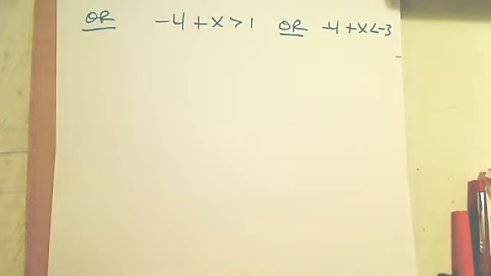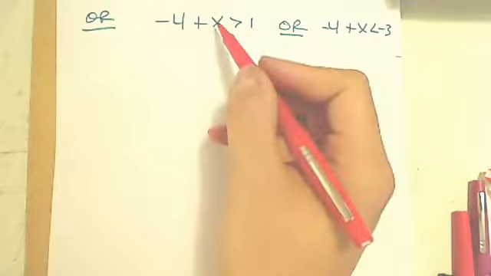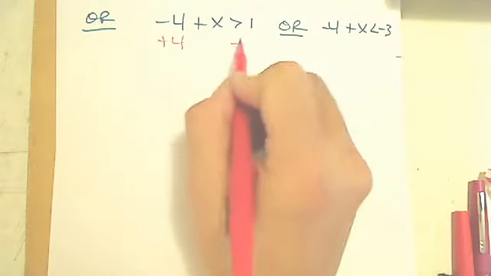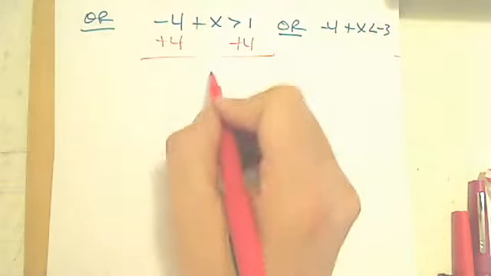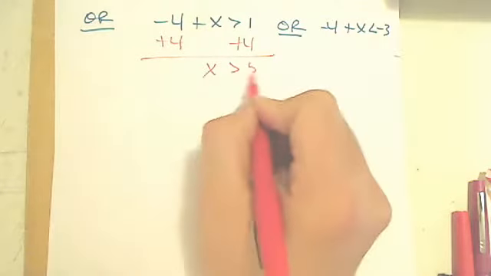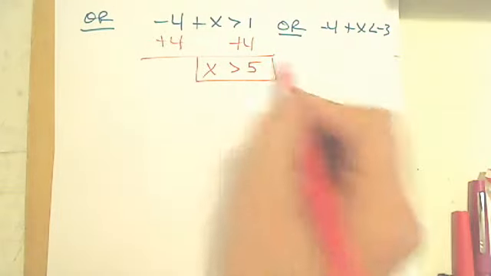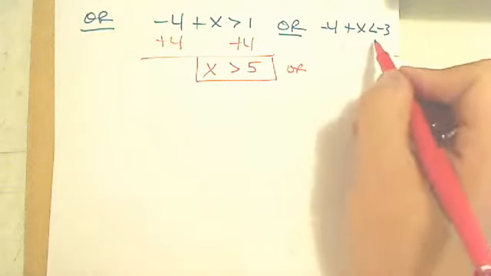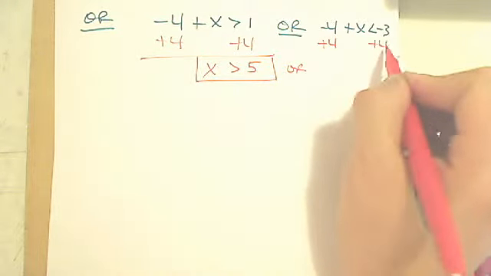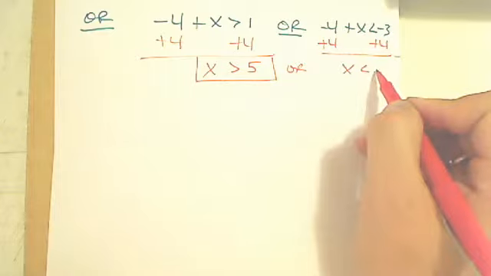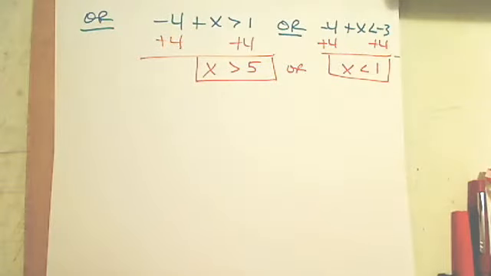Here we go. Easy one, right? Do first. Add 4. Bring down the x. Bring down the 5. Or add 4. Add 4. You have x is less than 1.